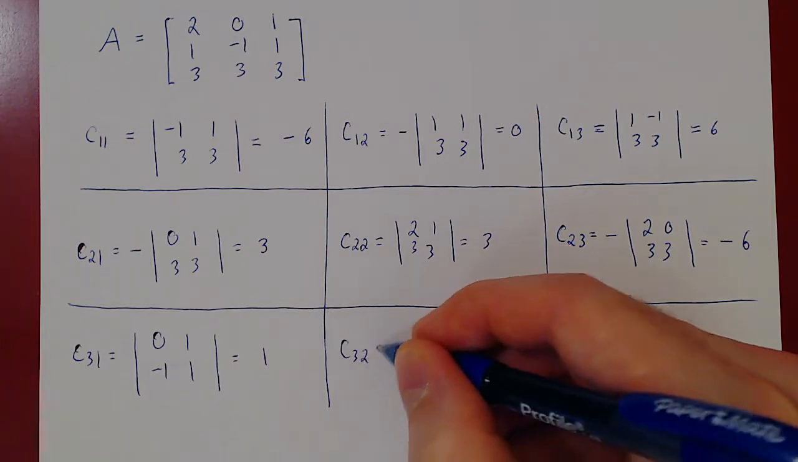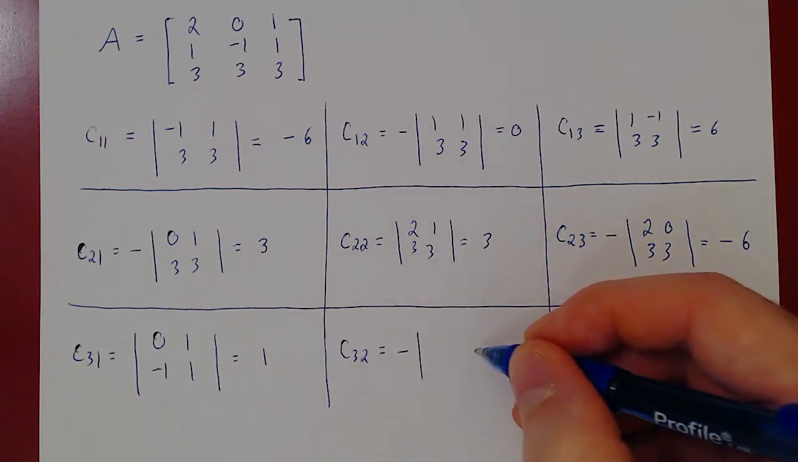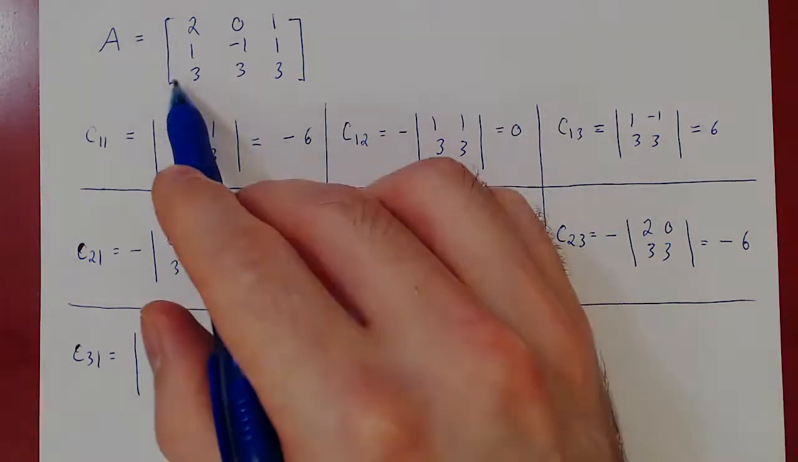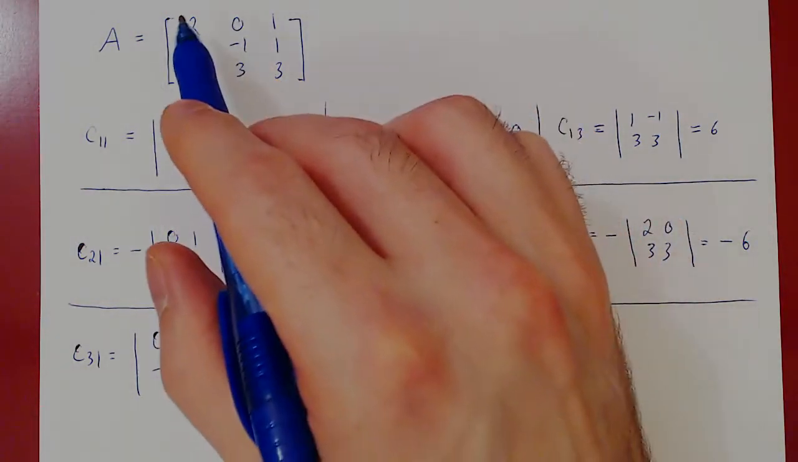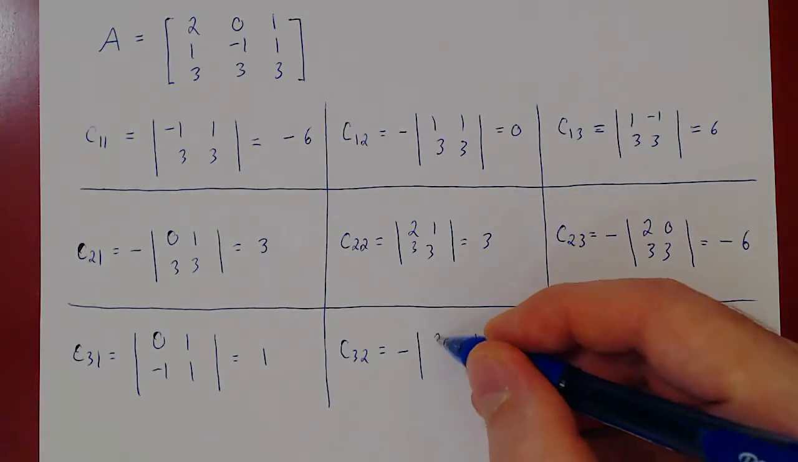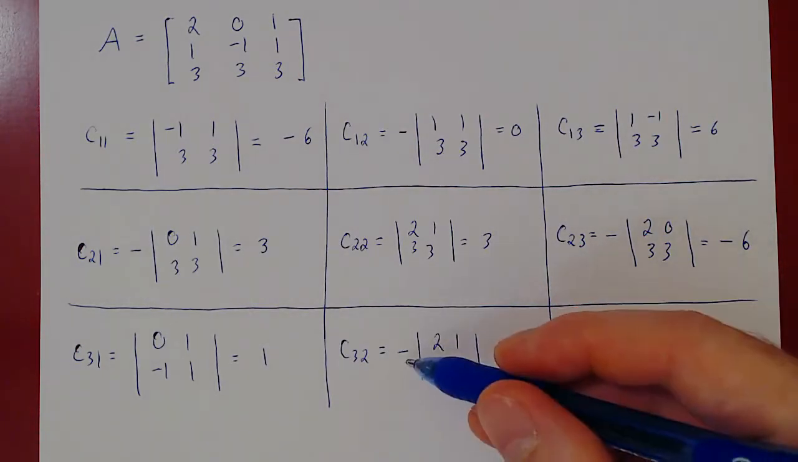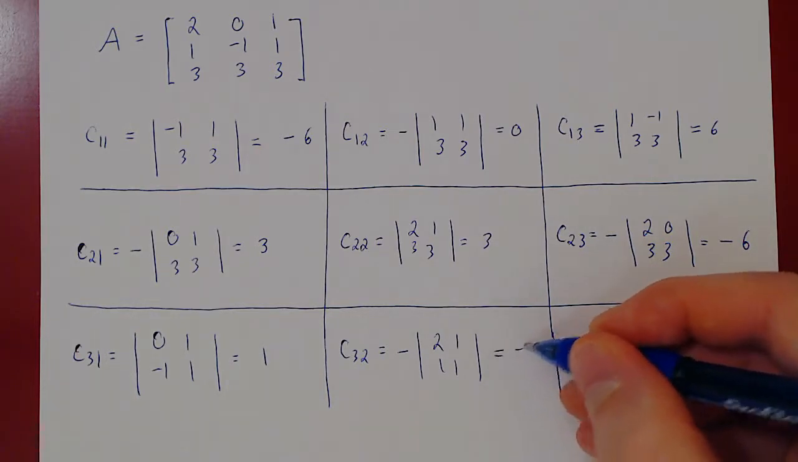C32. 3 plus 2 is 5, which is odd. We do get a negative sign in this case. We now delete row 3, column 2. Row 3, column 2, and you get the matrix 2, 1, 1, 1. The determinant is 2 minus 1, which is 1. Negative of that, negative 1.